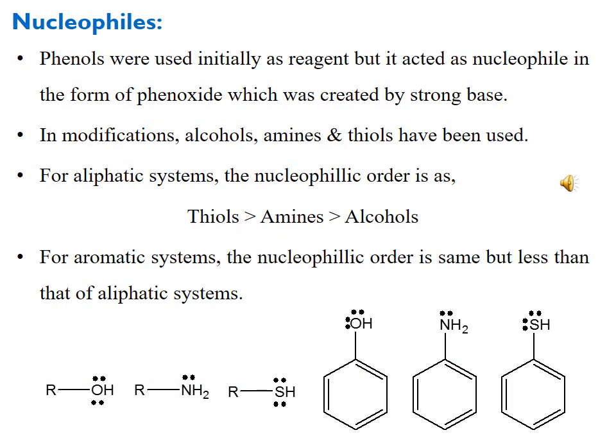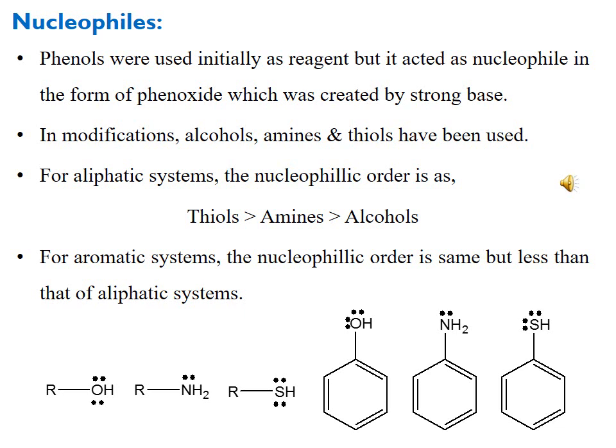One of the reactants used in this reaction is a nucleophilic species. In the original reaction, the nucleophile used was a phenol, but it acted as a nucleophile in the form of phenoxide, because we perform this reaction in the presence of a strong base, and this strong base converts the phenol into phenoxide, which acts as a nucleophile and performs the reaction. The different nucleophiles which can be used for this reaction include alcohols, amines, and thiols.